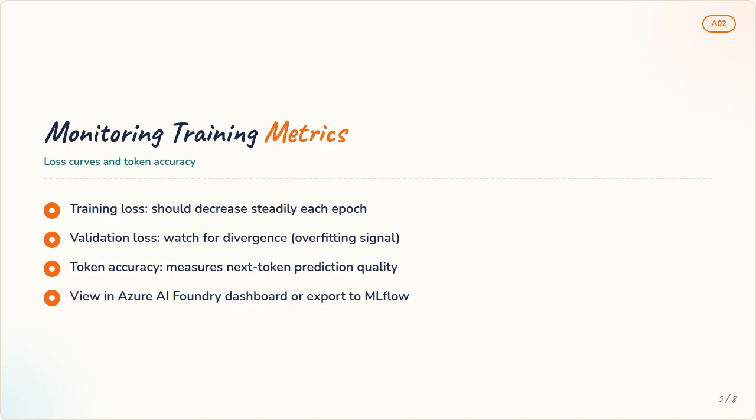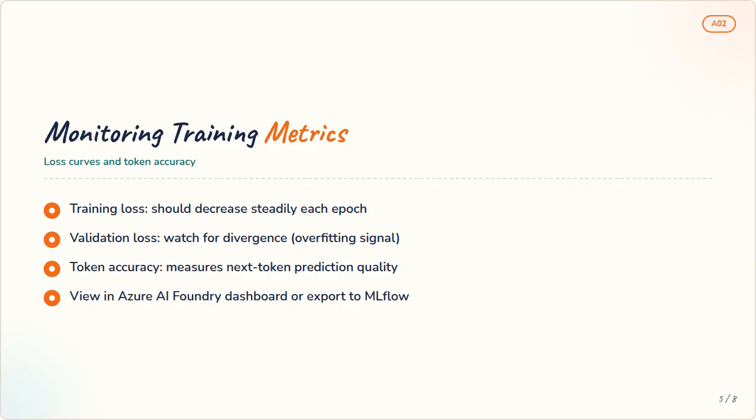Monitor training loss. It should decrease each epoch. If validation loss starts rising while training loss falls, the model is overfitting. Token accuracy gives you a quick signal of how well the model is learning your examples. All metrics are visible in the Foundry dashboard and can be exported to MLflow.